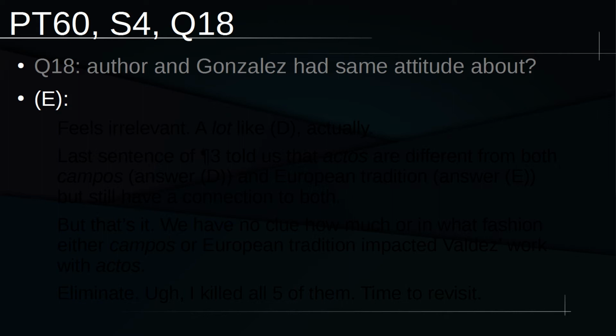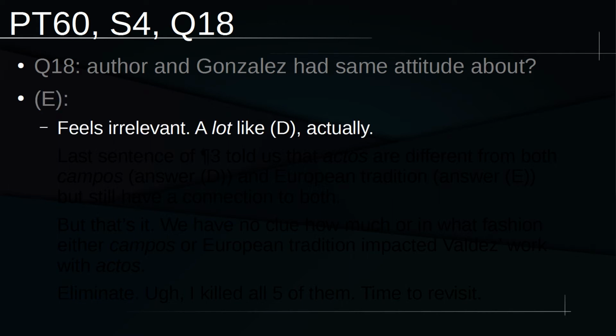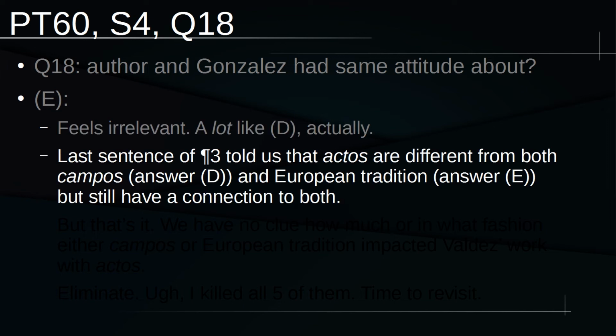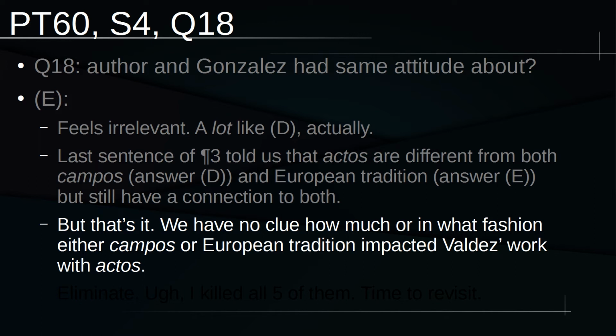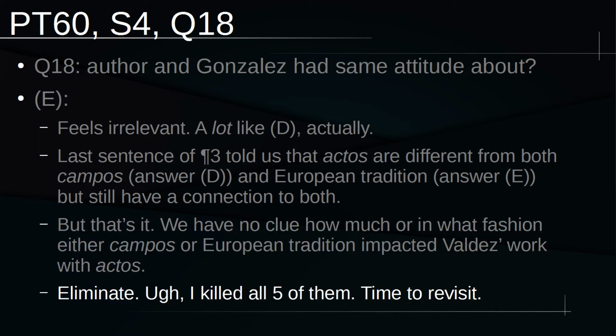So despite my worries, let's look at E, the role of European tradition in shaping Valdez's contribution to the development of Octos. This feels irrelevant, a lot like D was irrelevant, actually. The last sentence of paragraph 3 did tell us that the Octos are different from both Campos, which was kind of what was brought up in answer choice D, and European tradition, which is being invoked here in answer choice E. But Octos still has a connection to both of those things. But really, that's it. Based on what little I read, we have no clue how much or in what fashion either Campos or European tradition impacted Valdez's work with Octos. So I will eliminate this one as well, and that puts us in a position where we killed all 5 of them.